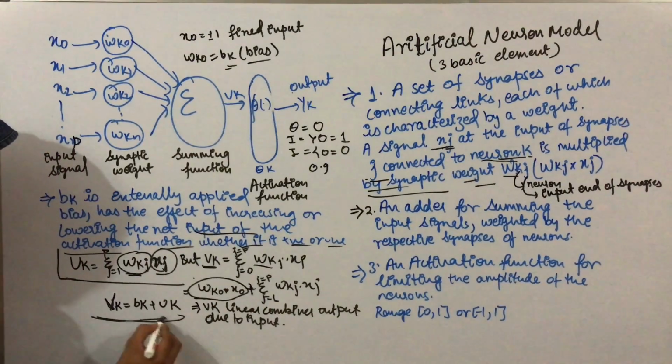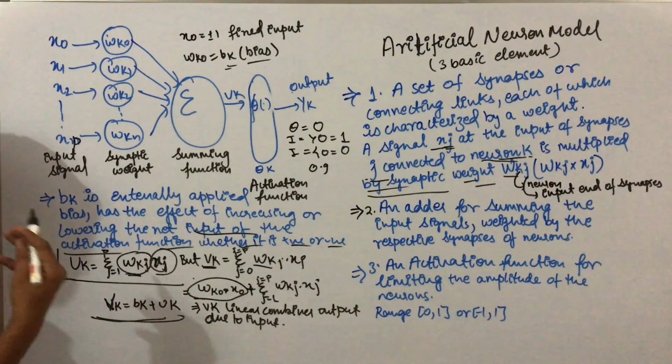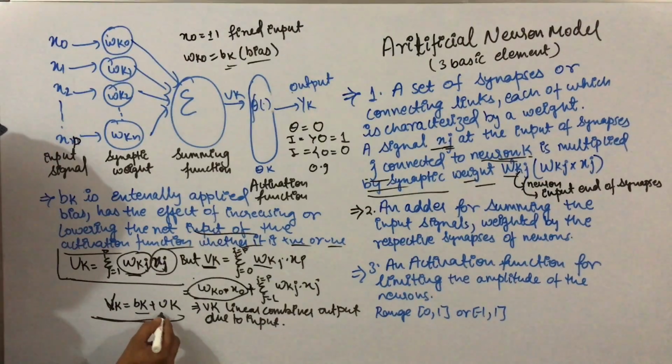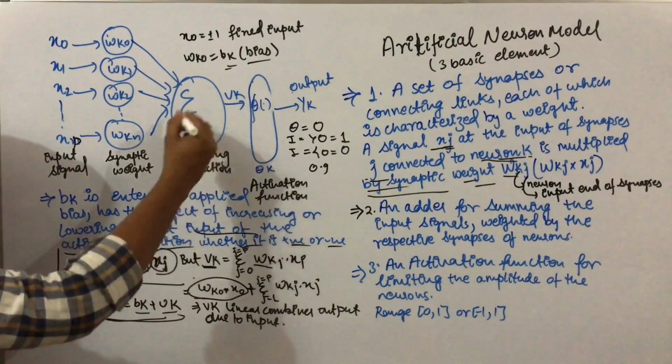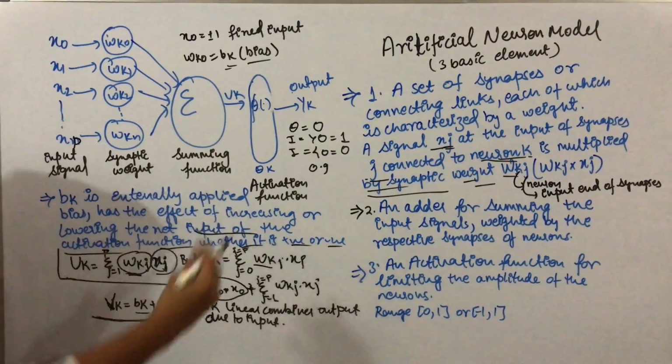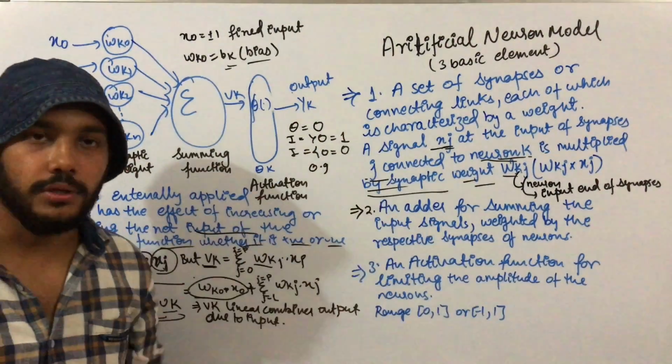Then we can represent vk as the sum of the bias and the summation function value. So this was all about the artificial neural model. Thank you.